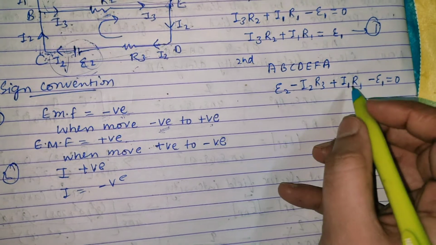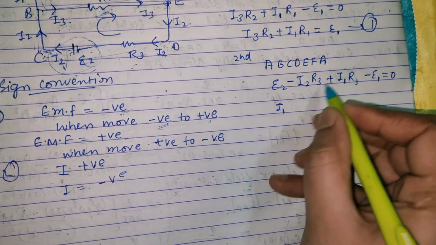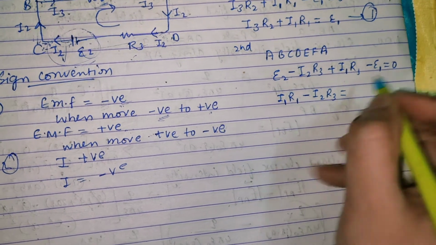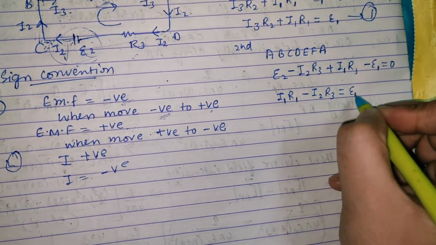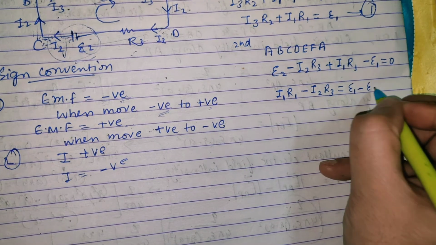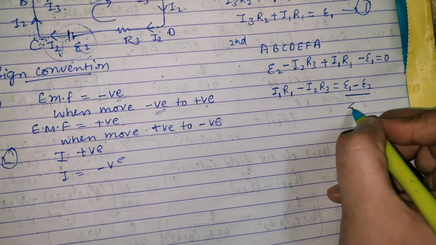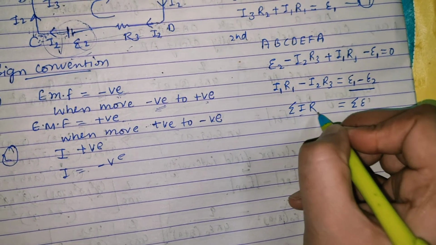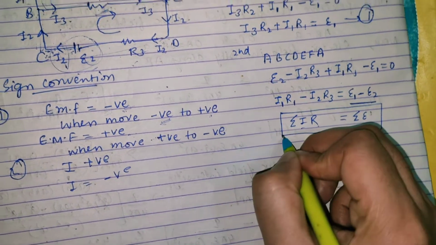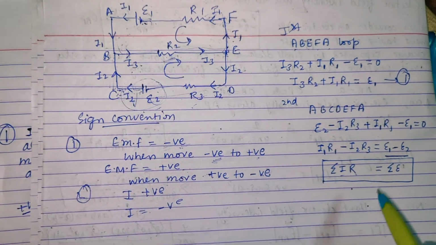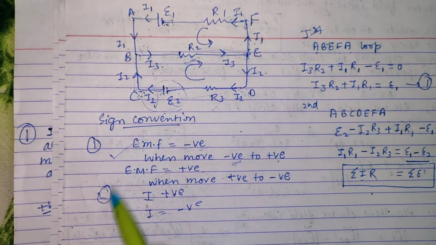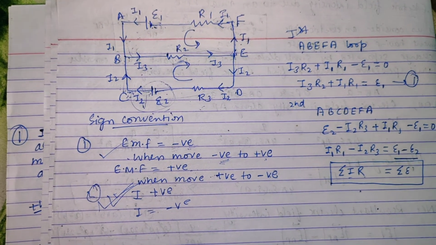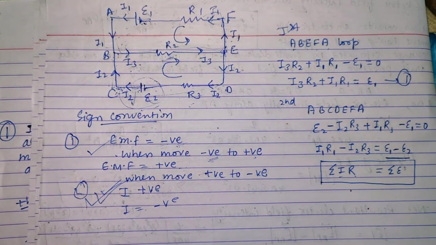Now we can write this as I1 R1 minus I2 R3 equals minus E1 plus E2, where the right side is the algebraic sum of EMF and the left side is the algebraic sum of IR. This is the second law and it is very important, which is used in numericals. These sign conventions are most important. If you do not apply these sign conventions, you can't solve numericals. So it's very important for numericals.